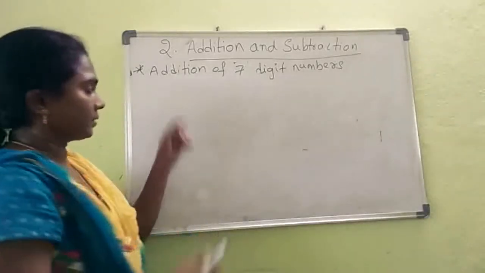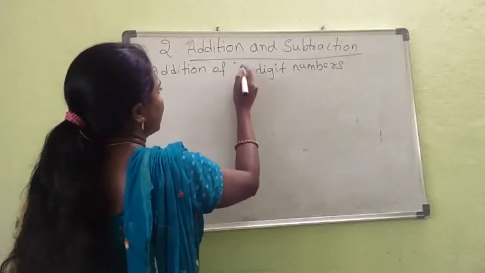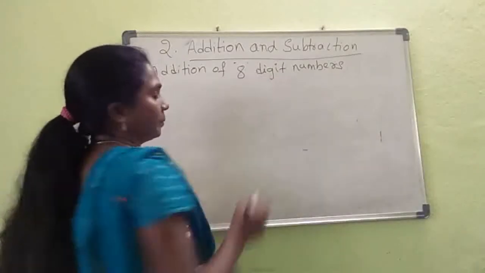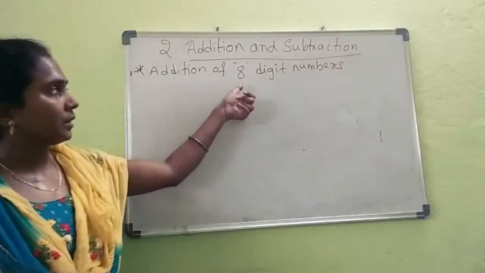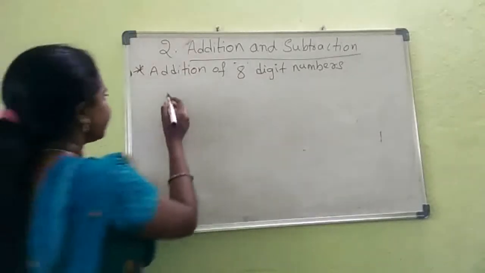Next, what is the next digit? That is 8-digit numbers, right? Now I will take an example of two numbers that contain 8 digits. Okay.